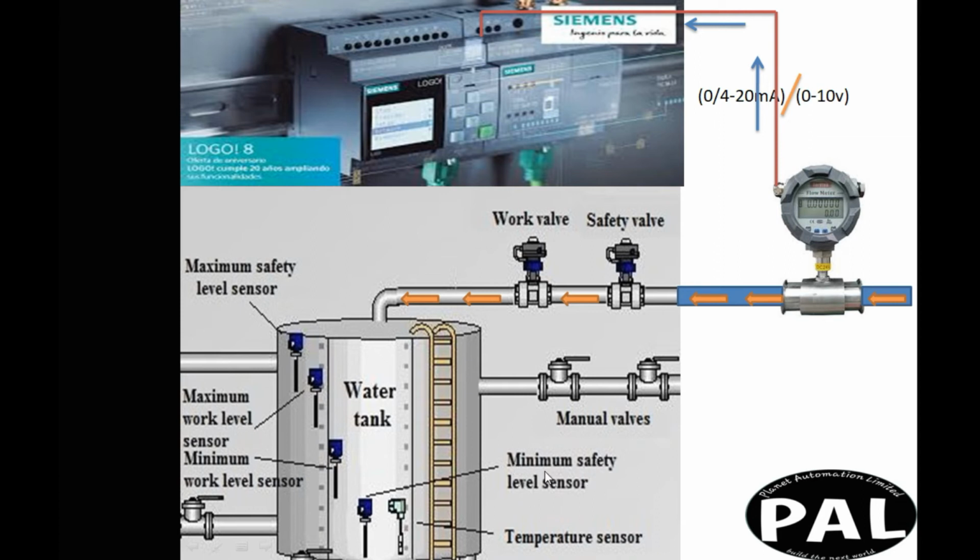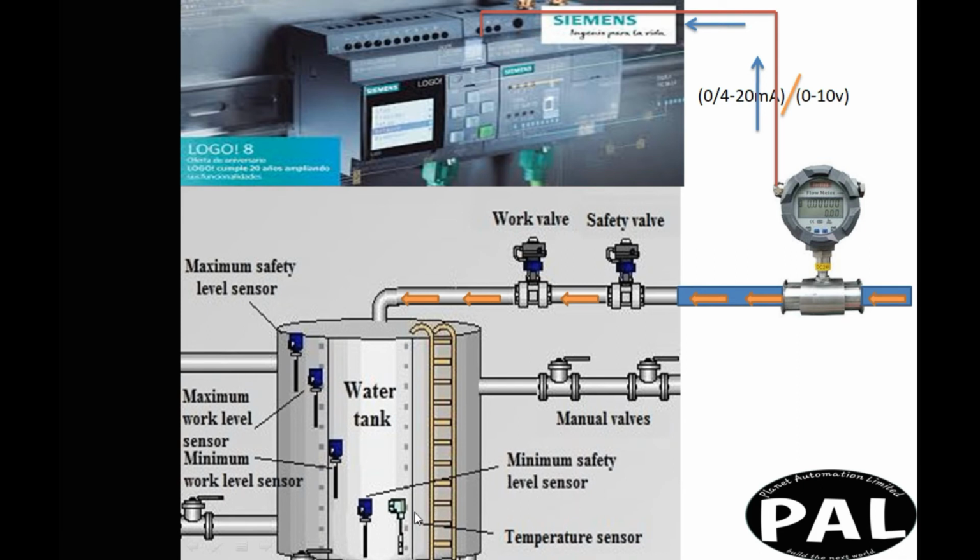These are two types of level here. This is the maximum work level. This is the maximum work level when you approach it. This is the working level, and this is the safety level sensor, and this is also the maximum safety level sensor here, and this is the maximum work level. This is the position where you are working at maximum, and this is the minimum level sensor, the work level sensor, and the minimum safety level sensor used here.